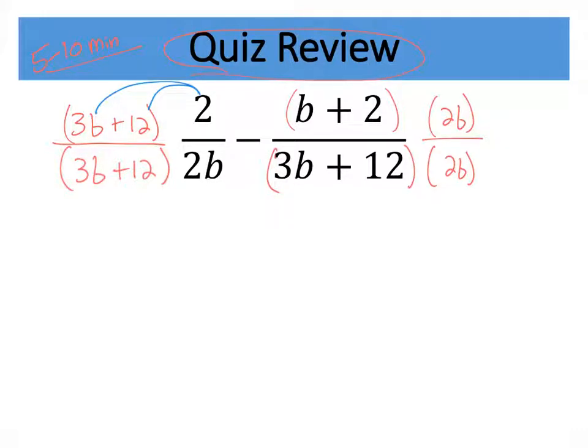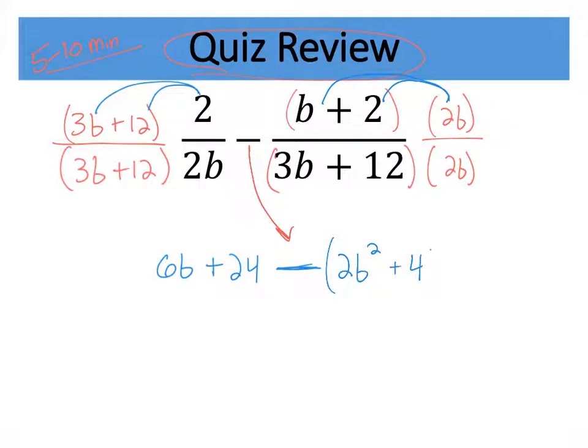So 2 times 3b is 6b, and 2 times 12 is 24. Minus, I'm bringing down this minus sign right there. I'll even draw it out in red so that the minus sign is carrying down from there. But I also have to do this 2b to the 2 and the 2b to the b. So that's 2b squared. And 2b times 2 is 4b.